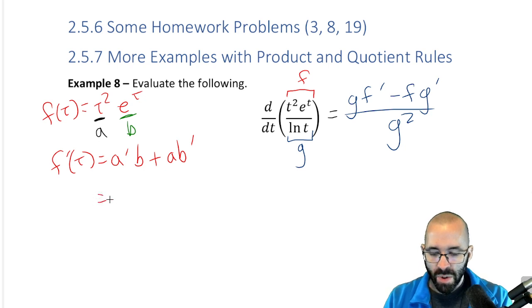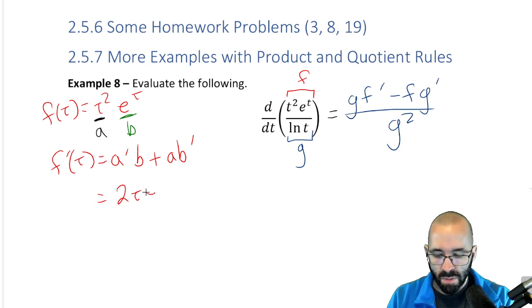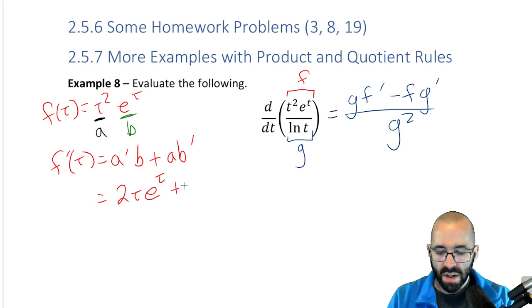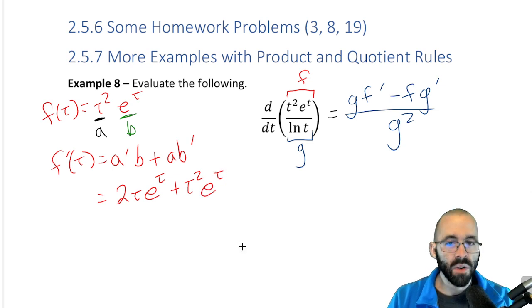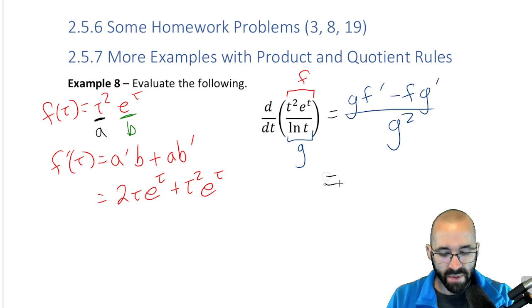Okay, so what is the derivative of a? That's the power rule. It's just 2t times the original b, which is e to the t, plus the original a, which is t squared, times the derivative of b. We know the derivative of an exponential function is itself. So there we have f prime, and now we can start putting everything together.